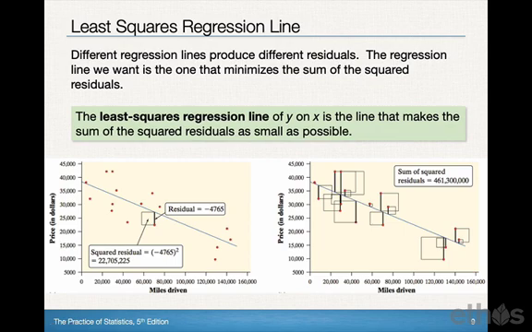Hallelujah. All right. So here's the stated goal of the least squares regression line procedure. It makes the sum of the squared residuals as small as possible. So a calculator, a computer of any kind, has the capacity to do all those millions and millions of calculations to figure out which line is going to fit this best.